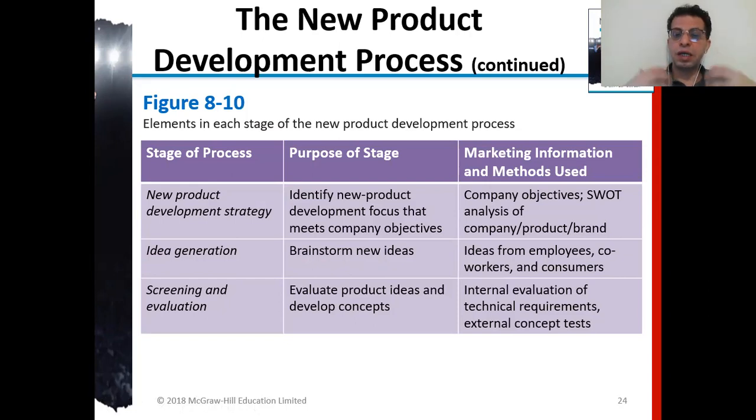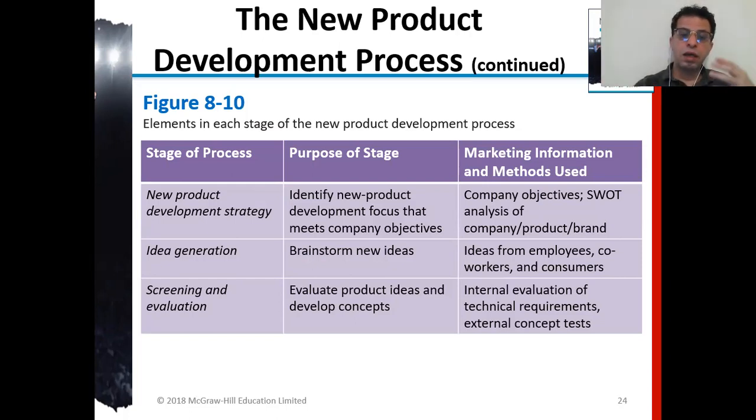Then we did idea generation, which is where we started brainstorming new ideas. And the marketing information and method we use is ideas from employees, co-workers, and consumers, in Arabic, because there are so many dialects in Arabic that we should be using for the university. And there are jargon words used in the universities that are different from those in the college and different from daily life.